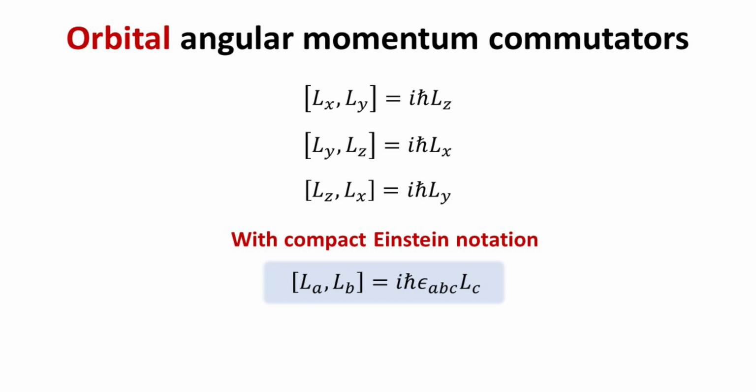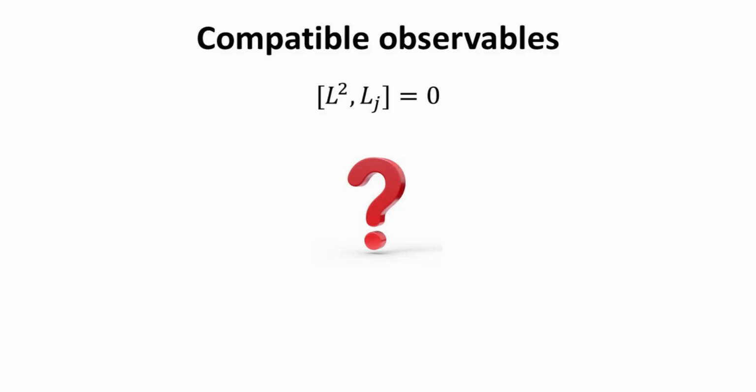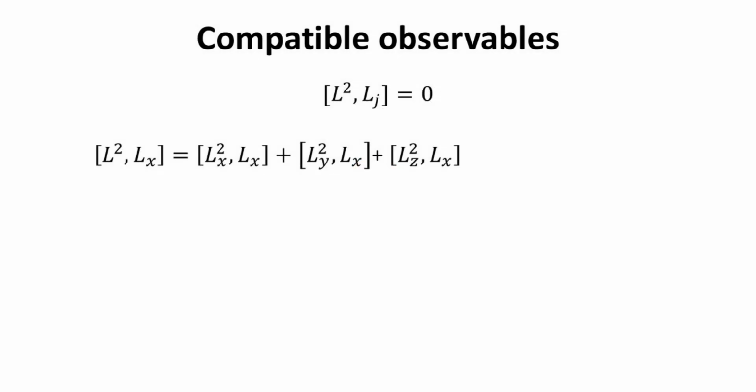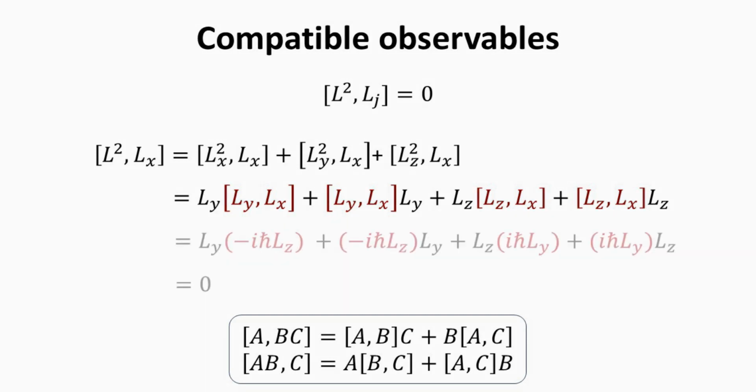Okay, so we now know the different angular momentum components do not commute. Now, we are ready to check if L squared commutes with the angular momentum components. Let's consider the commutator of L squared with Lx. We write L squared in terms of the angular momentum component squares. We make use of the following commutator identities to express the equation in terms of the standard commutators between angular momentum components we derived earlier.